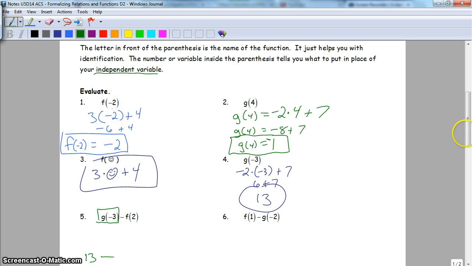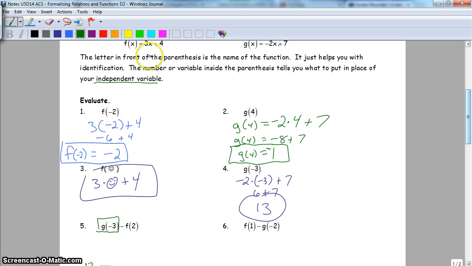Now, we didn't do f of 2 yet. We did f of -2 and f of smiley face. So maybe on the side here, I'm going to do f of 2. So this is going to be 3 times x, which is 2, plus 4. So this is 10 plus 4, which is... Oh my goodness, what am I doing? I'm sorry, y'all. 3 times 2 is 6, and then 6 plus 4 is 10. I'm getting ahead of myself. My bad. So f of 2 is 10.